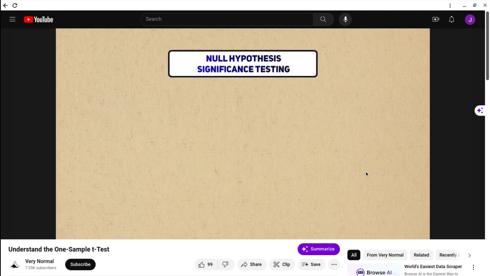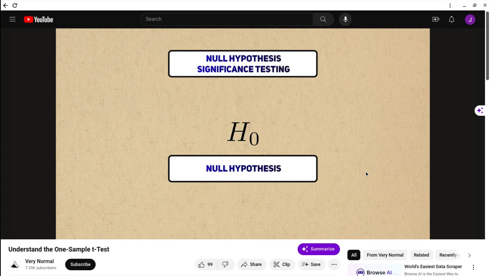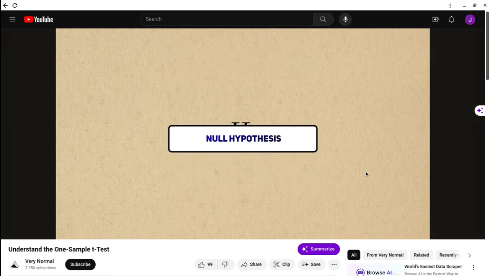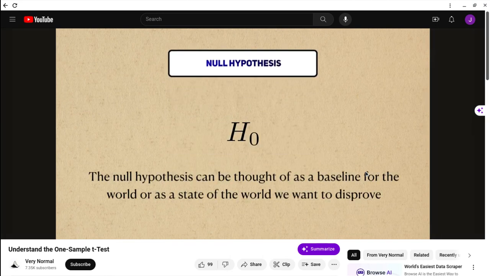Like its name suggests, this framework starts with something called the null hypothesis, which we usually denote as H naught. The null hypothesis can be thought of as the hypothesis that depicts the status quo, or something that we'd like to disprove.